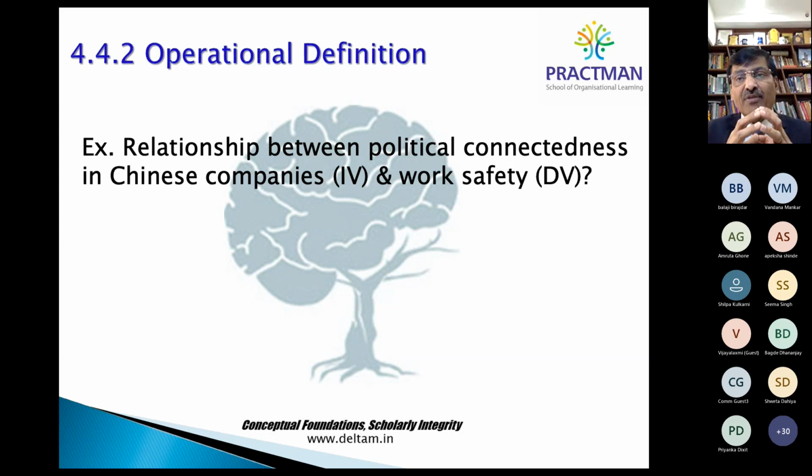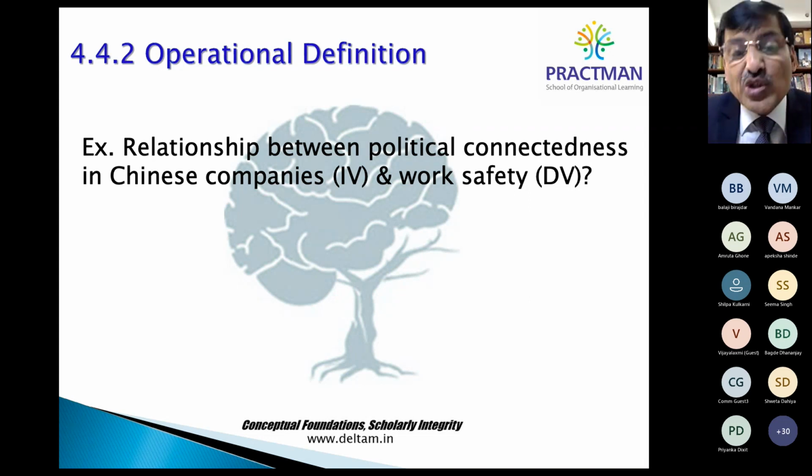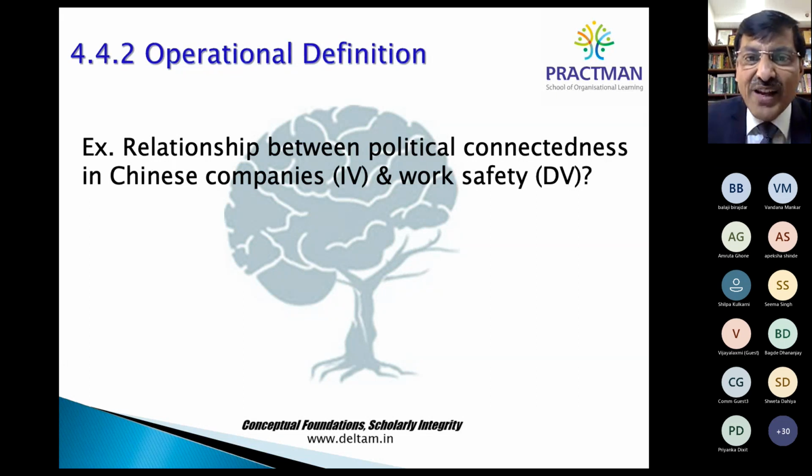One last point related to research problem definition is that sometimes you are dealing with ideas which are at the concept level or the construct level, which are not tangible, but you are doing research on them. For example, some Chinese scholars did research on the relationship between political connectedness of Chinese companies and work safety. That means they wanted to study if a company is politically well connected, then does it have a relationship with the safety practices followed in that company?